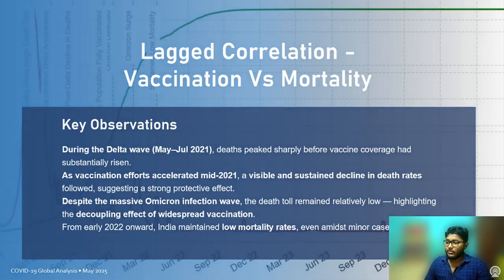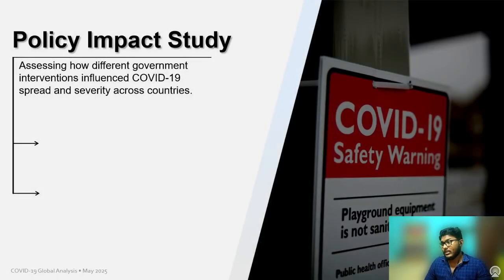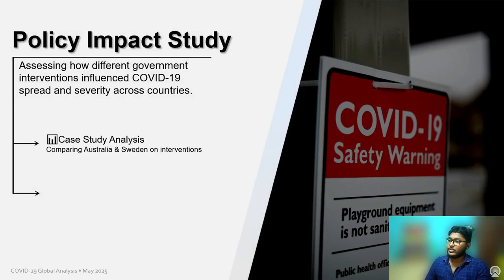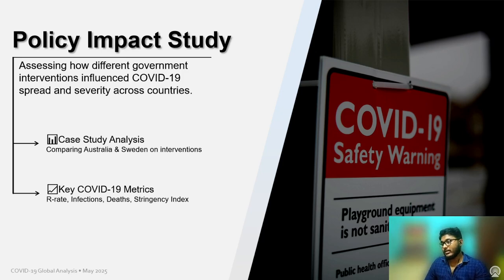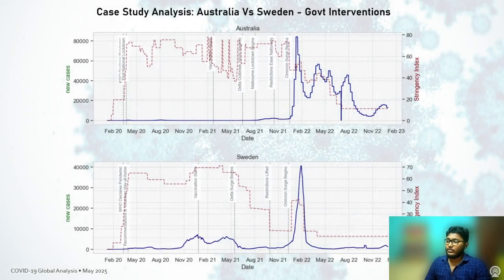Now let's move on to the policy impact study. In the policy impact study, we're going to do two kinds of study. One is a case study analysis, where we compare Australia versus Sweden on their government interventions and key COVID-19 metrics. There's the R rate, infection rates, and stringency index. We're going to look at it. Now, let's move to the case study first.